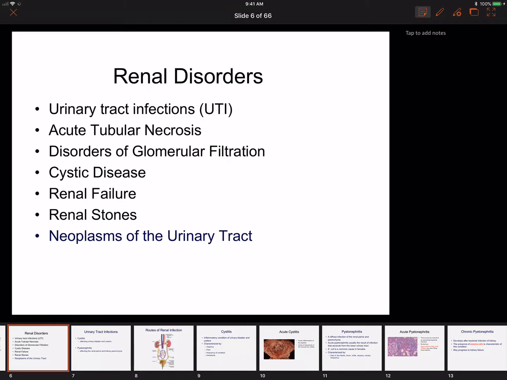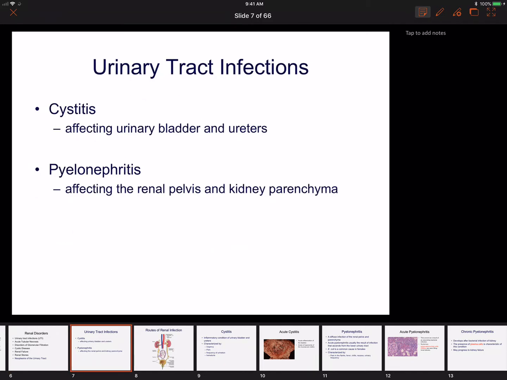Now, infections within the urinary tract or the renal system can affect several levels. It could affect the bladder, the ureters. We call that cystitis. Itis indicates that there is an inflammation, usually triggered by an infection. Or it could be in the form of pyelonephritis, and pyelo is in reference to the kidney, so this time the infection either affects the renal pelvis or the substance, the parenchyma of the kidney itself.